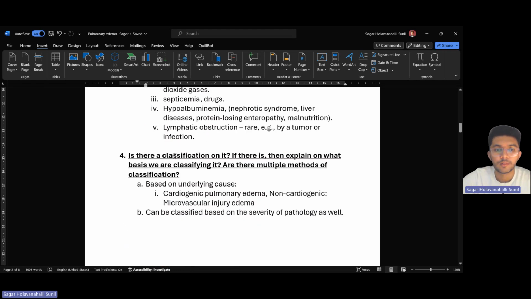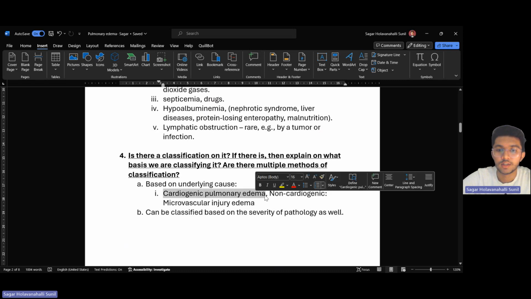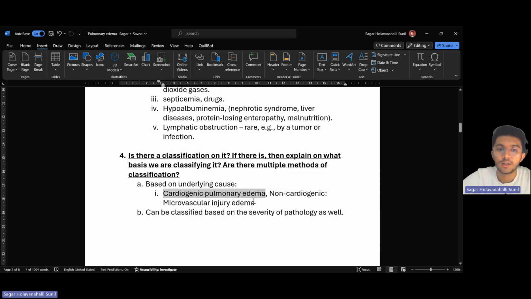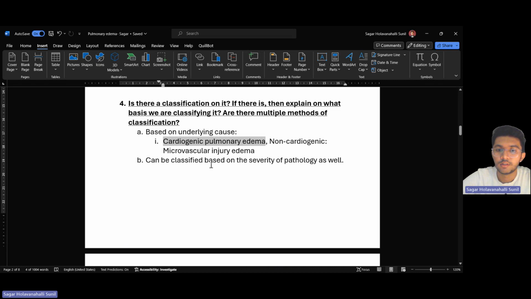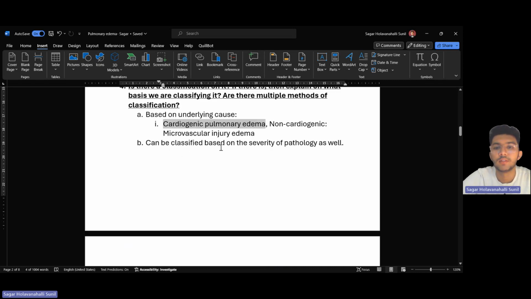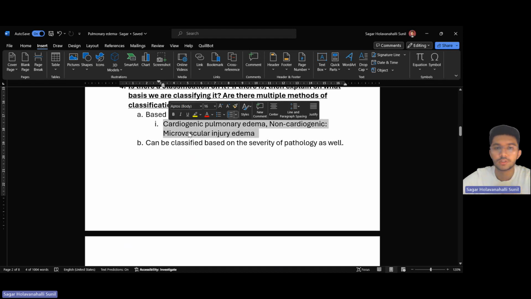Right. So again, the classification of pulmonary edema can be based on its underlying cause. So you got cardiogenic and non-cardiogenic pulmonary edema. And we can also define it based on the severity of the pathology, like whether it's mild edema, severe edema, etc., and anywhere in between that. But I think it's more important to stress on cardiogenic versus non-cardiogenic.